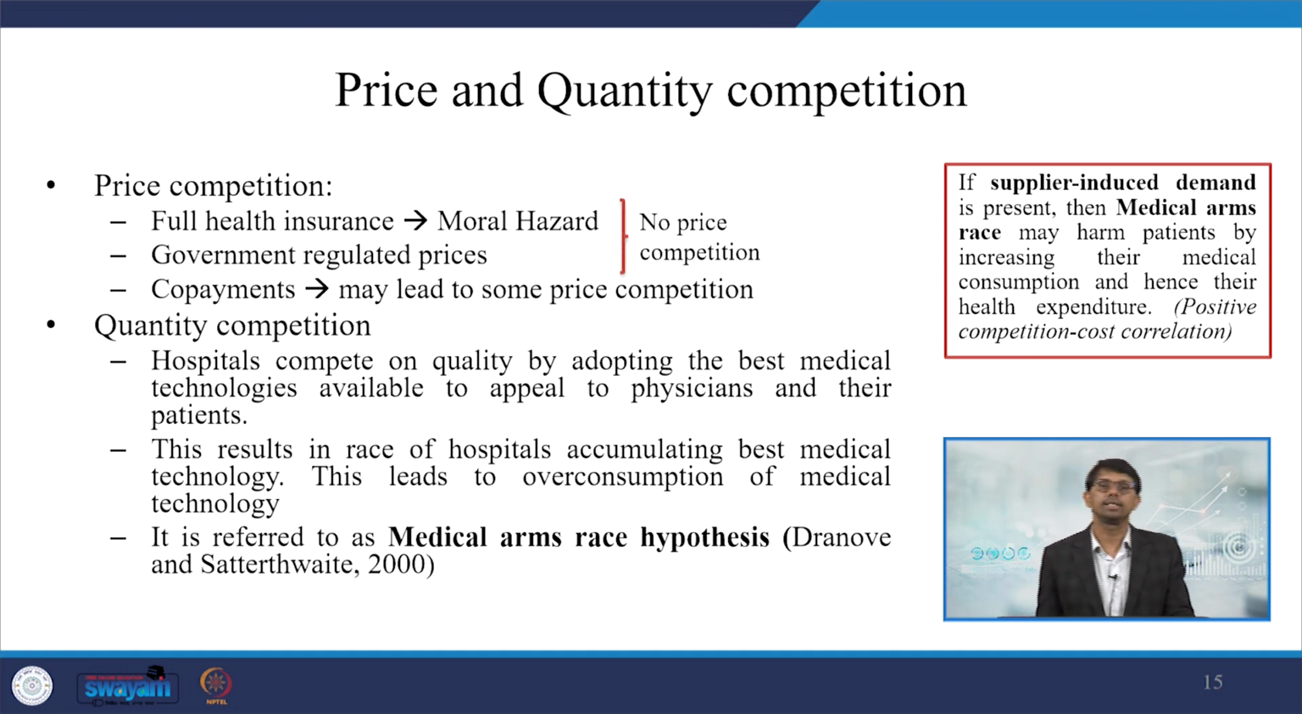They are in a race actually. That race is called the medical arms race hypothesis, mentioned by Dranove and Satterthwaite in 2000. And if supply induced demand is present, then the medical arms race may harm patients by increasing their medical consumption and hence their health expenditure, because in the race of accumulating more technologies, this will unnecessarily drive the demanders through the supply, and eventually it will result in higher medical consumption and expenditure. That is one important direction for research. Positive competition has higher cost correlation. So you can try to prove this in your own work.